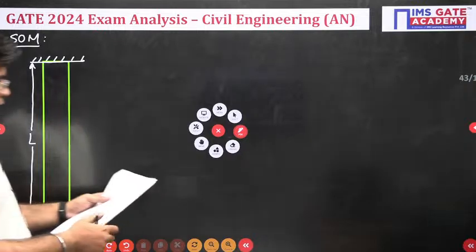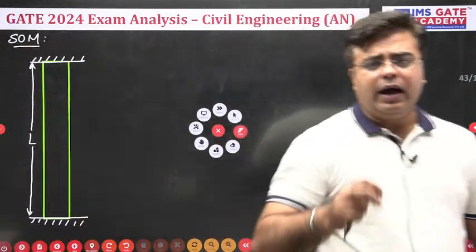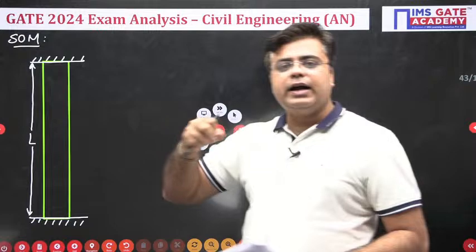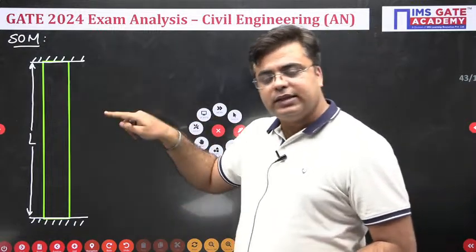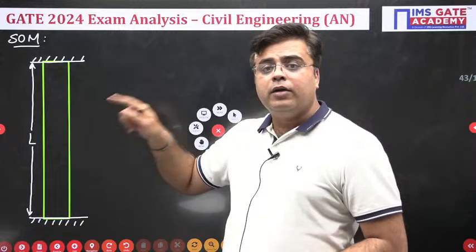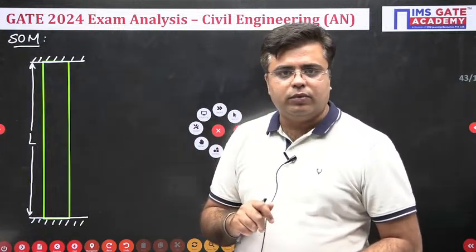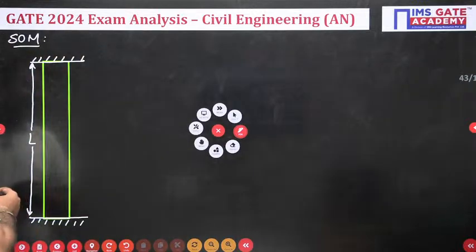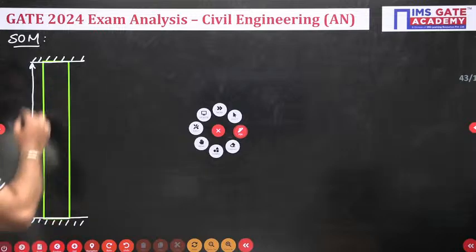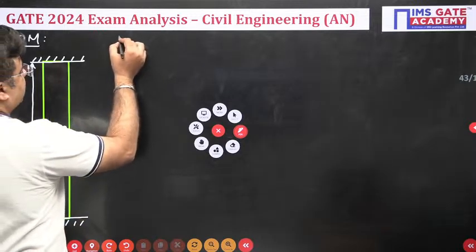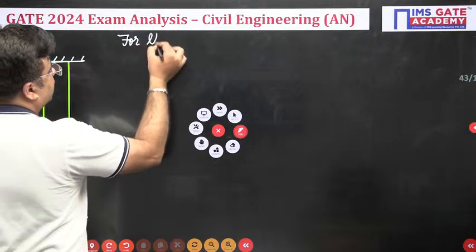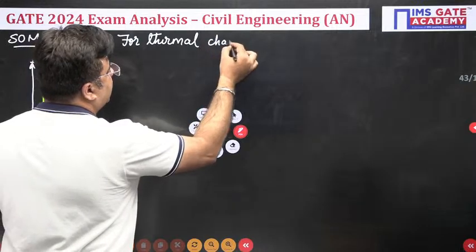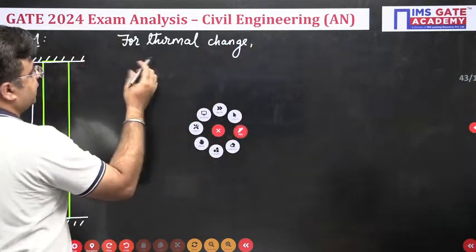Okay. So what the question is saying is, if you increase the temperature of this column, at what temperature will the thermal stress developed inside this column cause the lateral buckling of this column, right? I think you have seen this question. So first of all, when you increase the temperature by delta T degree Celsius, the net deformation of the column is 0. So for thermal change, I can write delta net is equal to 0.